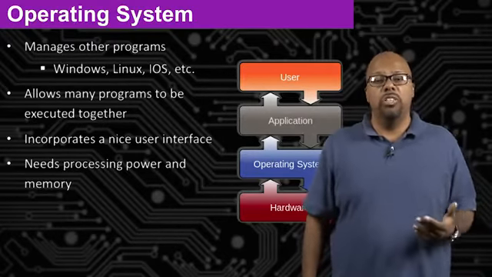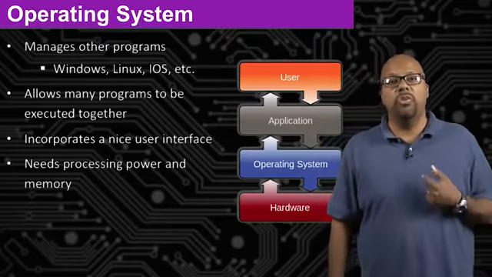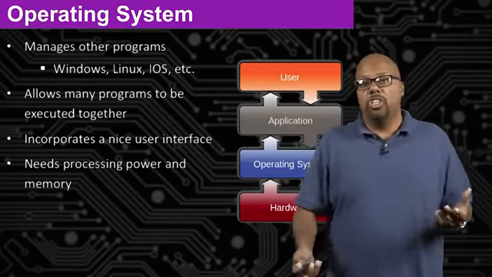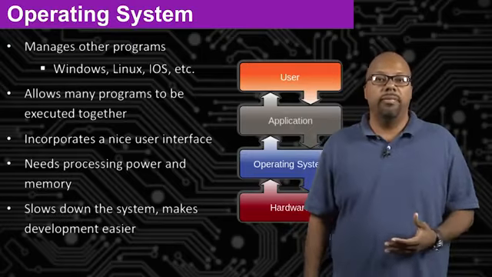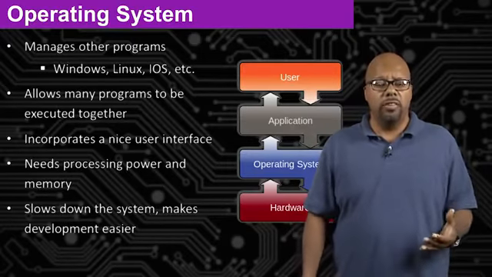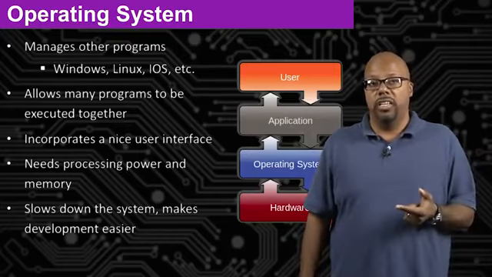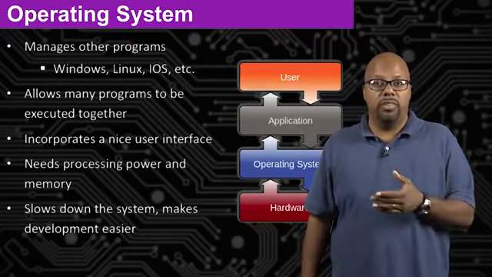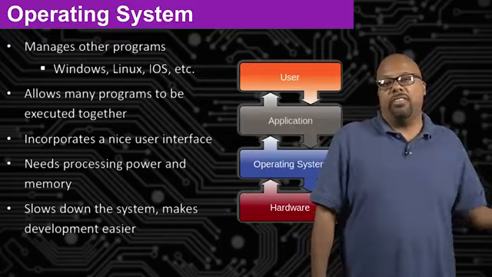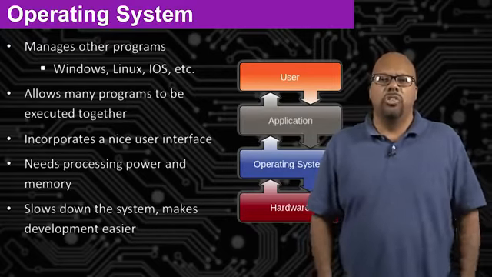So the operating system itself takes up resources. You have to make a decision as to whether you need one or not, because it's going to cost you resources, which means cost you money. It slows down the system because while the processor is executing the operating system code, it can't be executing your actual application.